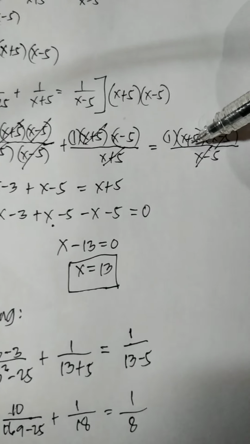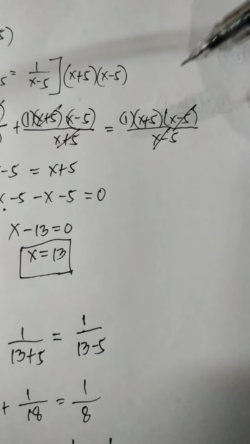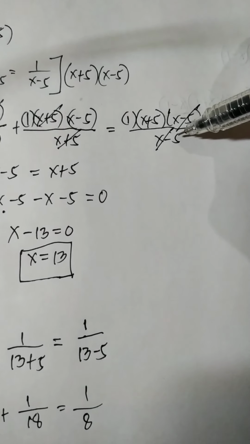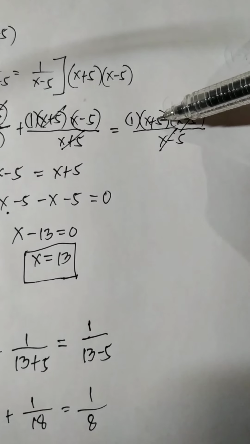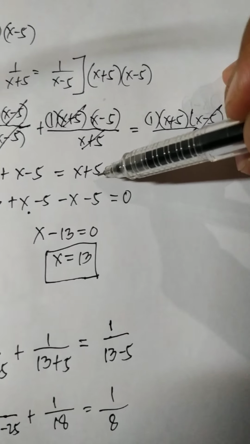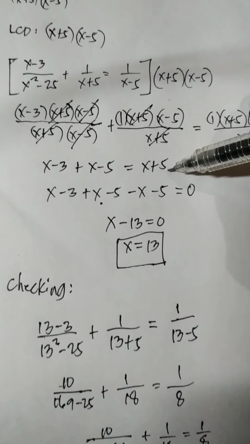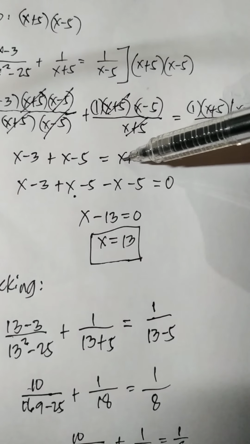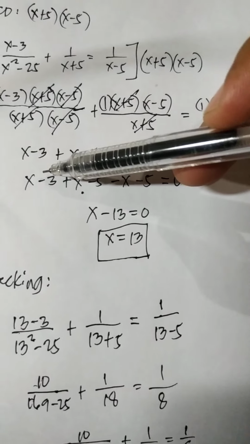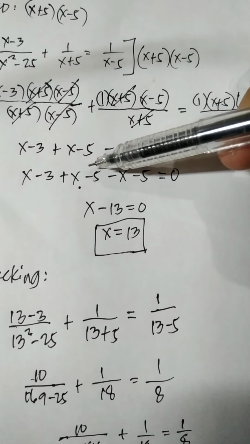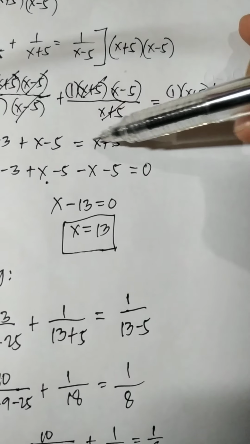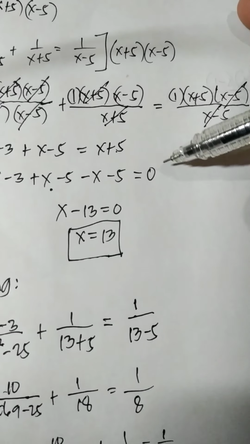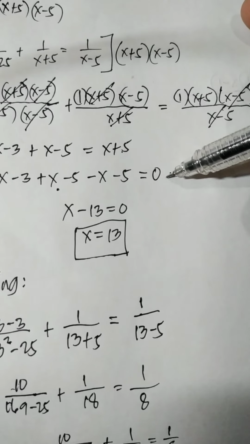On the right side, we have x minus 5 and x minus 5, cancel. What remains is x plus 5 times 1, so that is x plus 5. Then we move it to the left side. We'll have x minus 3 plus x minus 5. Moving x, that is negative x. Moving 5, that is negative 5. So that is equal to 0.